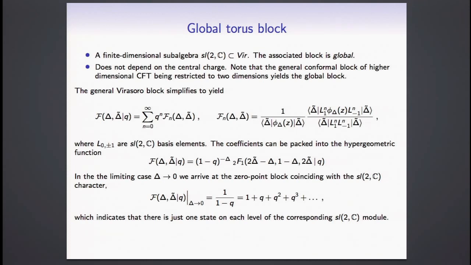And as a consistency check, we can consider the limiting case when the dimension of the external leg tends to 0. And in this case, this global block is just given by this expression, and we see that this is the character of the SL2 algebra, and the form of this function indicates that there is just one state on each level of the corresponding SL2 module.